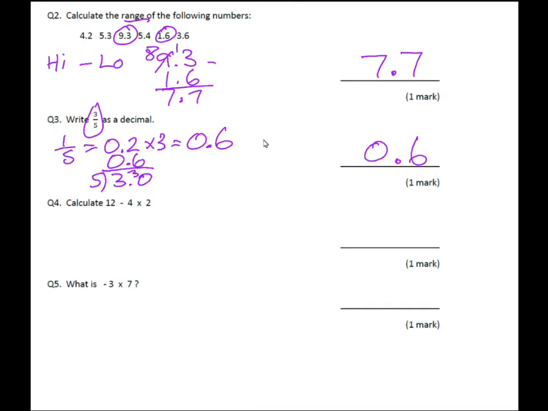So there are 2 ways to do this. One way, if you remember 1/5 is 0.2. The other way is the mathematical way, where you actually divide the 3 by the 5. So 0.6 on your answer line is worth 1 mark.